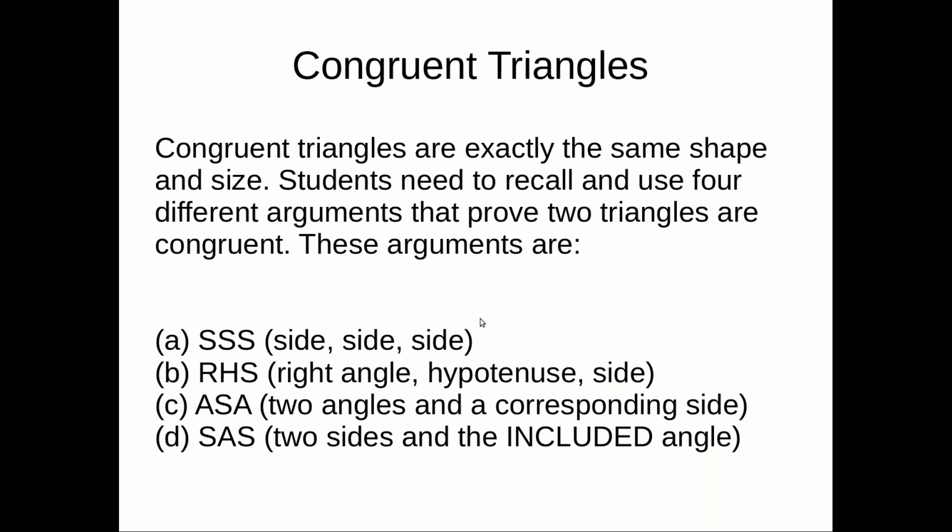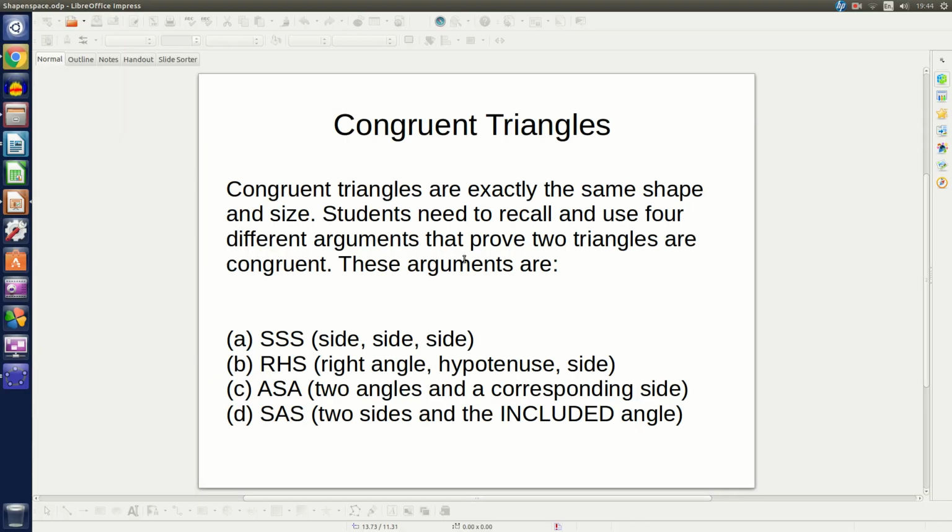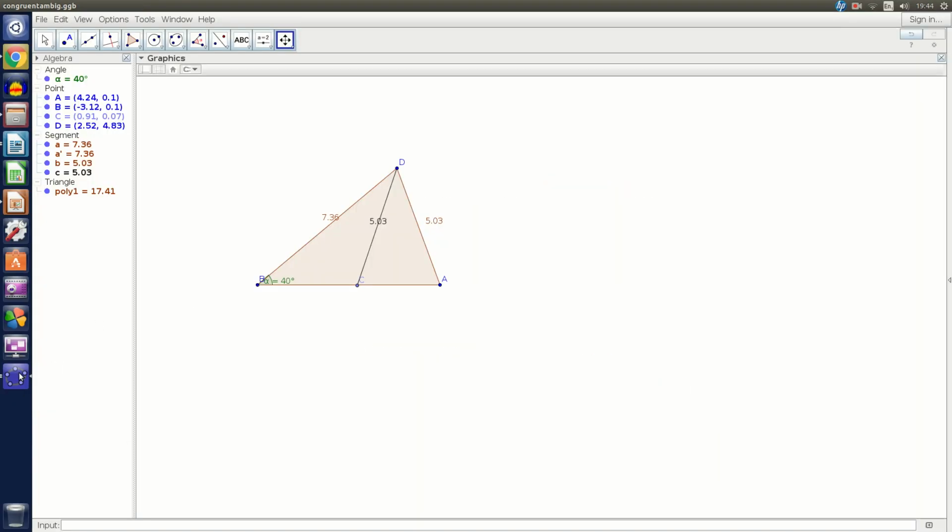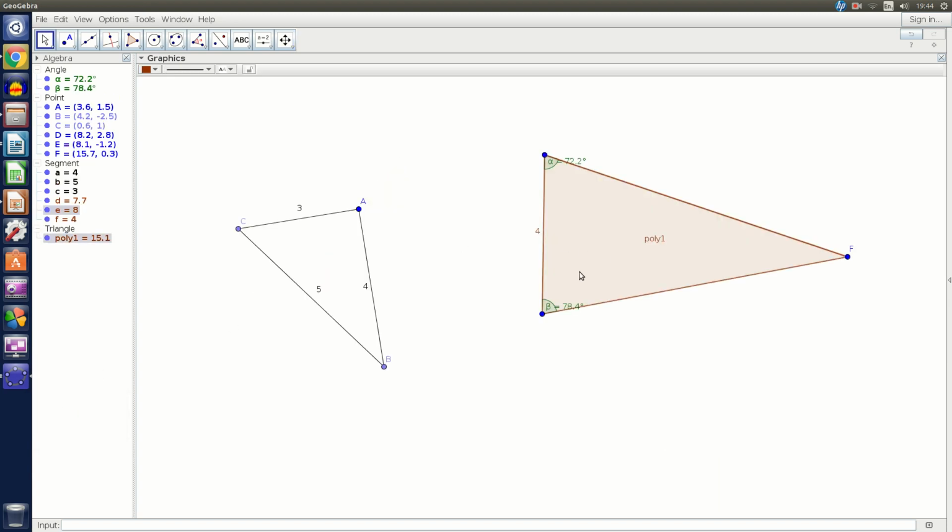Okay, let's have a little look on GeoGebra to demonstrate some of these ideas: why these 4 different ways of proving 2 triangles are congruent actually work, why they guarantee that the 2 triangles are exactly the same shape and size. I'm going to look firstly at these 2 triangles, and I'm going to demonstrate the property of SSS with this first one on the left.